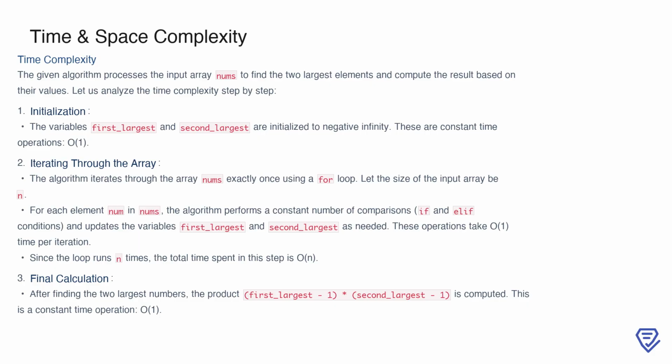Finally, after completing the loop, we calculate the product of the two largest values minus 1. This is another constant time operation, O(1). Summing up these steps, the loop dominates the runtime, so the overall time complexity of the algorithm is O(n).